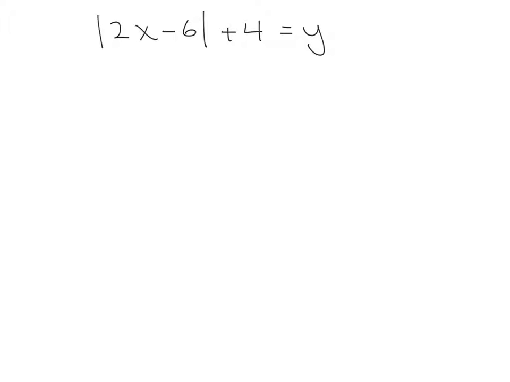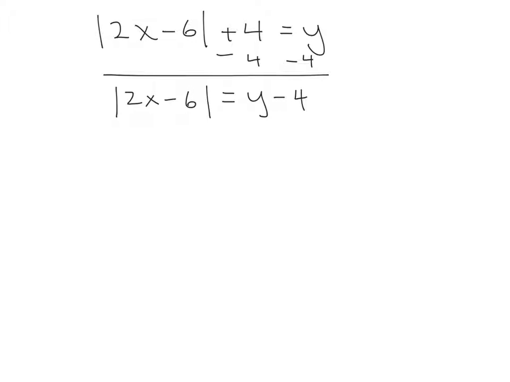So here's a slightly more complicated equality in two variables. What we have to do is go through our convention of subtracting 4 from each side to isolate our absolute value. So we have the absolute value of 2x minus 6 equals y minus 4. Now, once again, if 2x minus 6 is less than 0, for all the values of x such that 2x minus 6 is less than 0, when we take the absolute value of it, we will change its sign.